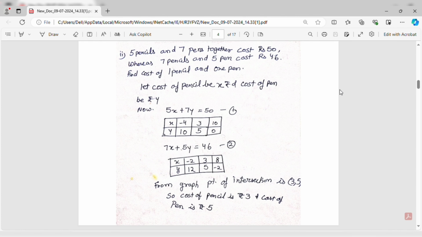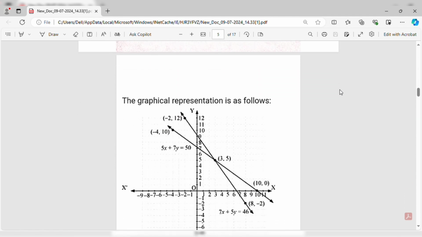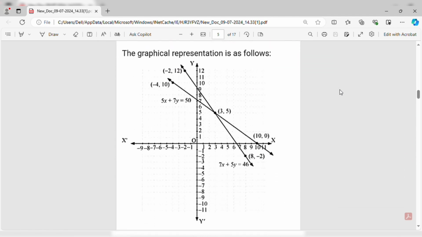Then, like in the previous question, we will find 3 points which satisfy these equations respectively, and then we will plot these points on the graph paper. After plotting this, we will get a point where both lines meet. As you can see in the graph, both lines meet at the point (3, 5). So 3 is our x and y is 5. So the cost of a pencil is 3 rupees and the cost of a pen is 5 rupees.